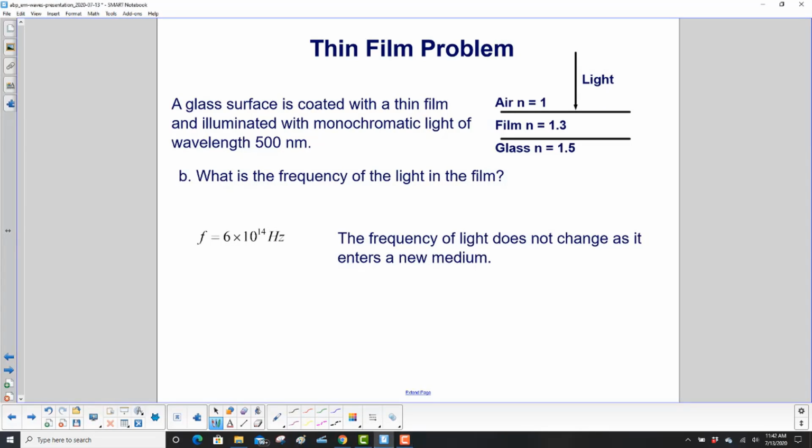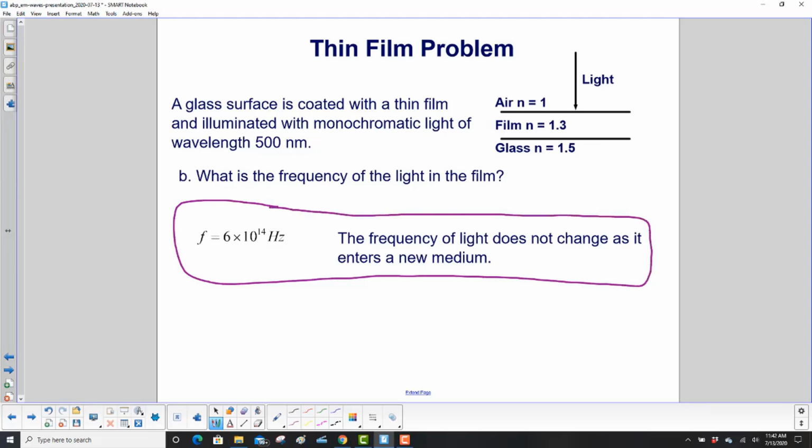What is the frequency of the light in the film? Please don't ever get this wrong. This is an easy one, no calculations. When light goes through a different medium or media, the frequency stays the same. The speed of light will change and the wavelength of the light will change, but the frequency stays the same.